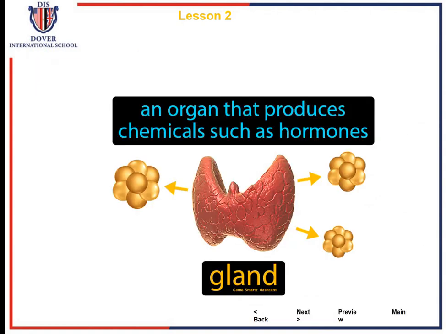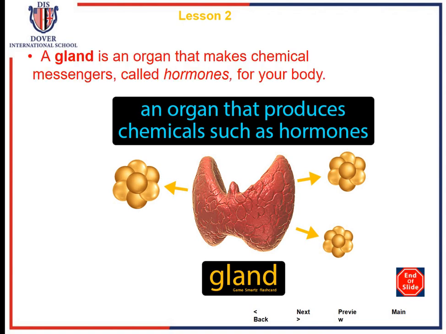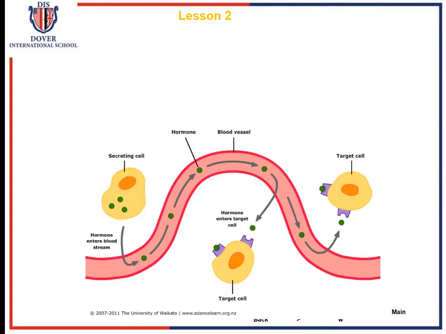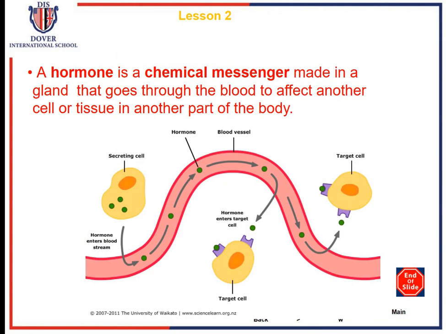A gland is an organ that produces chemicals such as hormones in my bloodstream. So a gland, it's an organ that will produce hormones. What are hormones? Hormones are chemical messengers produced by the glands into my bloodstream.